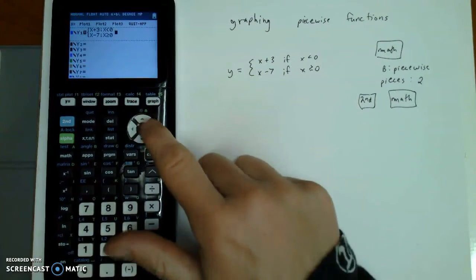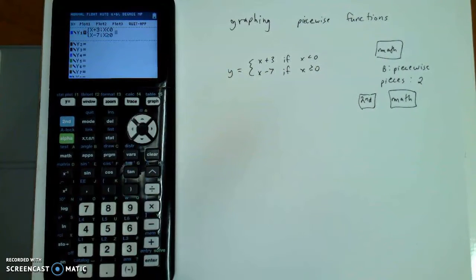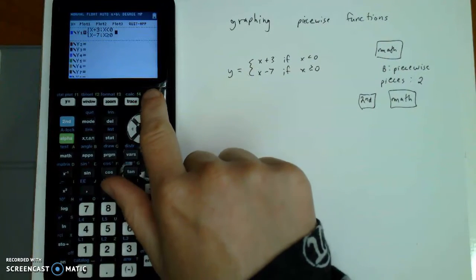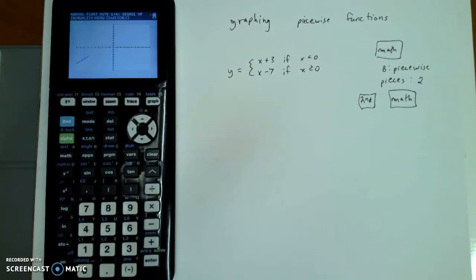Again, I always tell my students, take a moment, make sure you've typed everything in correctly, because of course if I mistype it, my calculator is not going to give this to me correctly. That does look correct though, so let's hit graph. There's my first piece, and here comes my second piece.